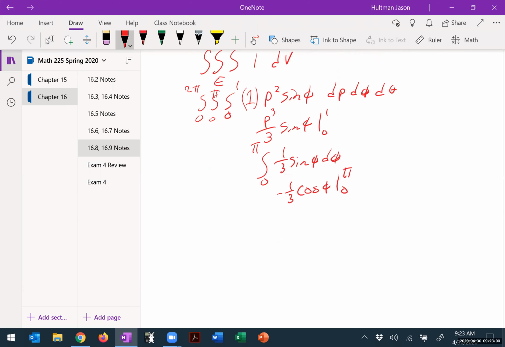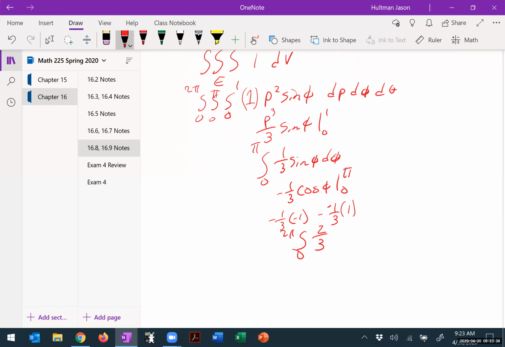Okay, plugging in pi, I get negative 1. So this is negative 1/3 times negative 1, minus 1/3 times the cosine of 0, which is 1. Right? Cosine of 0 is 1. This is minus a negative 1/3 times cosine of 0, which is 1. So this becomes negative negative, which is a positive 1/3, plus a positive 1/3, which is a positive 2/3.